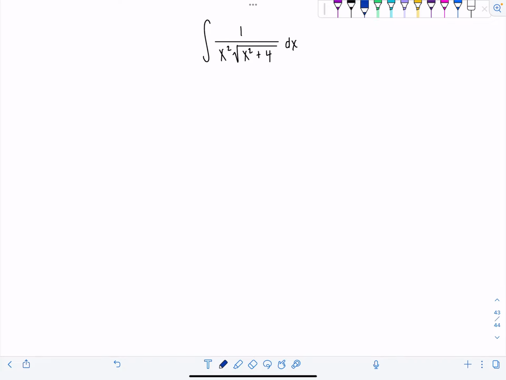Looking at the integrand, right away my brain jumps to thinking, oh, it's time to use a trigonometric substitution. Which substitution do we use? Well, based on the fact that we have x squared plus 4, a constant, it's time to use tangent. So I'm going to go ahead and let x equal 2 tangent theta.